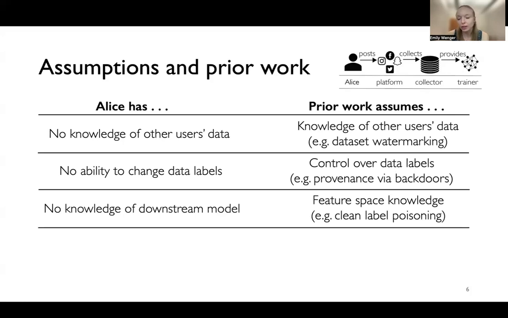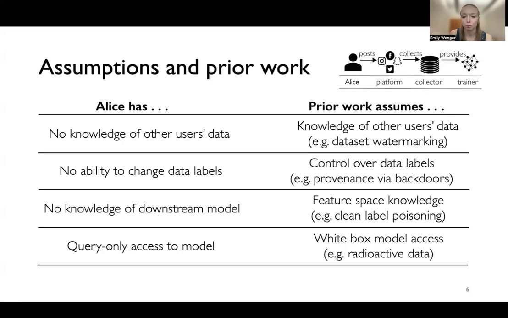We also assume that Alice doesn't know really what the downstream model looks like. We can assume that she knows that it's perhaps a classifier and has some sense of what class her images might be grouped into, but she doesn't have broad feature space knowledge of the model, and so can't use things like clean label poisoning. And finally, we assume that she really only has query-only access to the model, because that's typically what's provided. So she can't inspect it to see if her data has left a specific type of mark on the parameters.